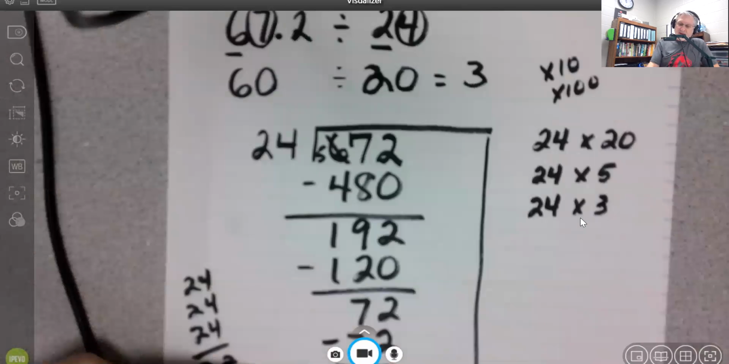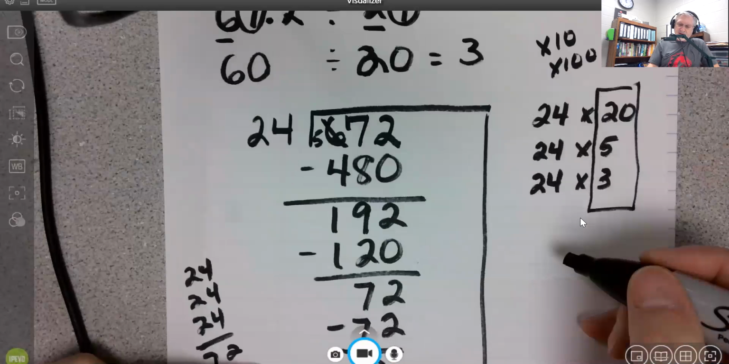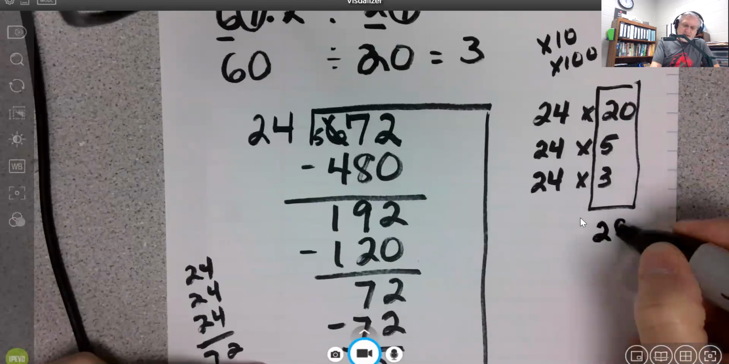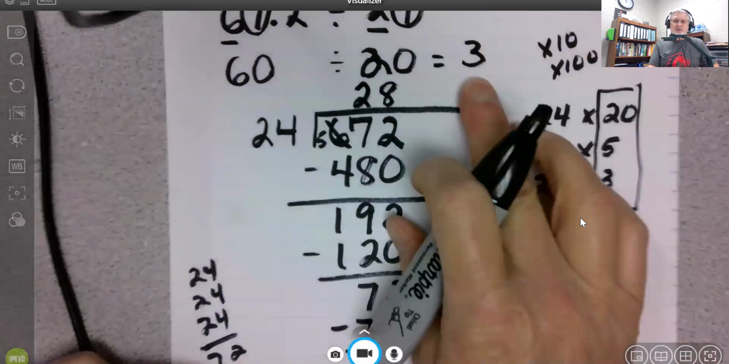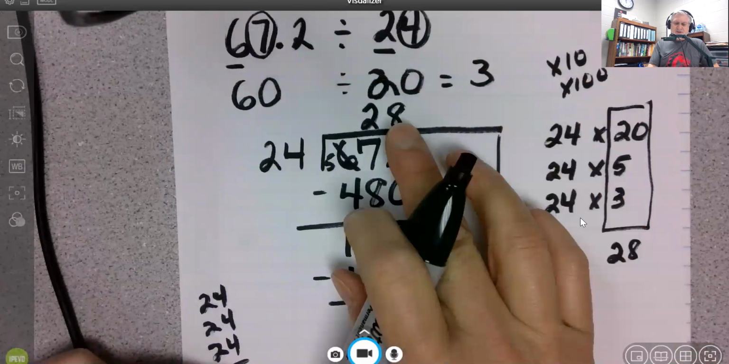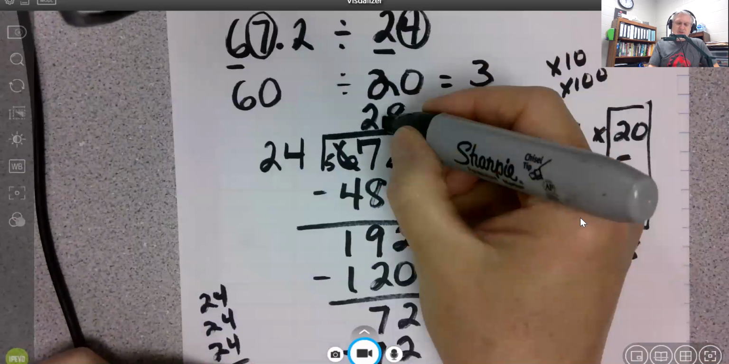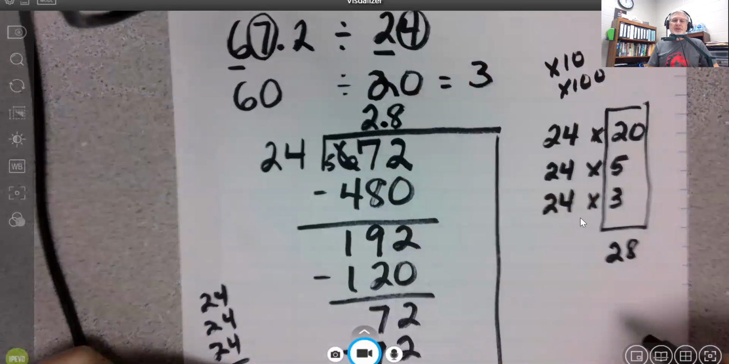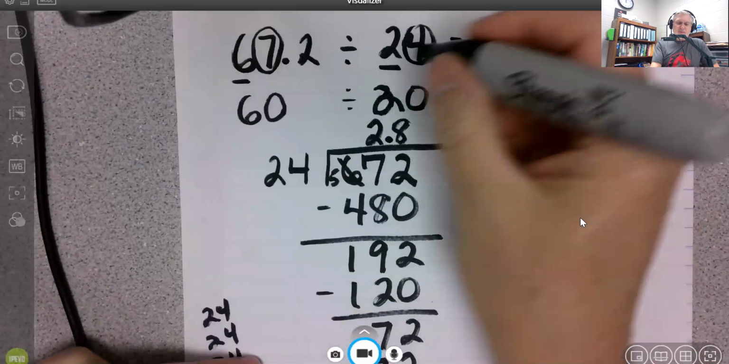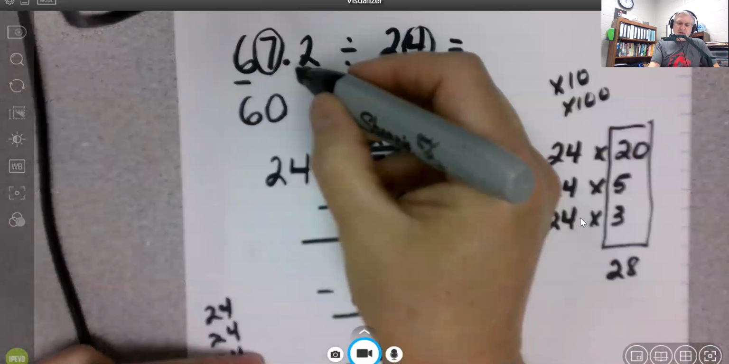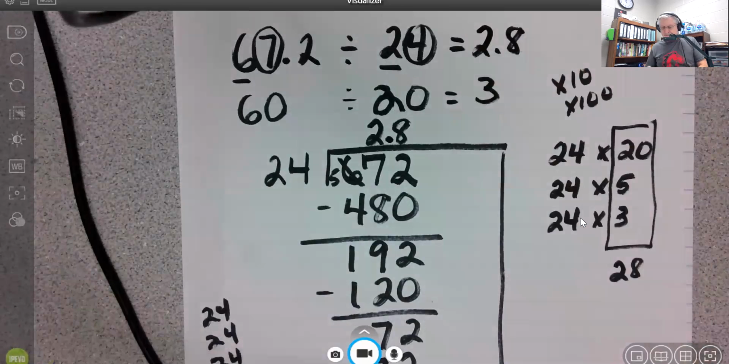Now I have to go over to my column where I have my quotient. I want to add up 20 plus 5 plus 3, and that would give me 28. So my answer is 28. But now I want to figure out, where does my decimal go where my answer would be close to 3? Wouldn't go here, it'd be 28. It would go between the 2 and the 8, because 2.8 or 2 8/10 is almost at 3. So my original problem was 67 2/10 divided by 24. My answer would be 2 8/10.